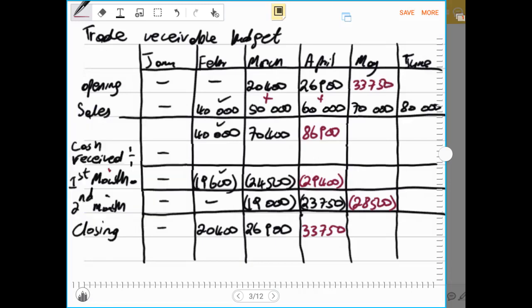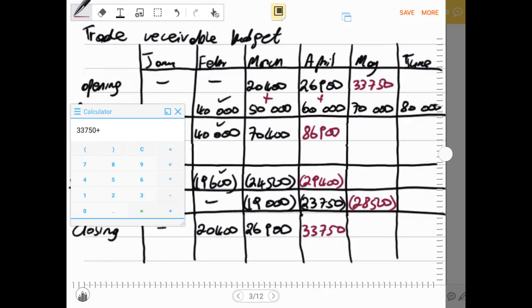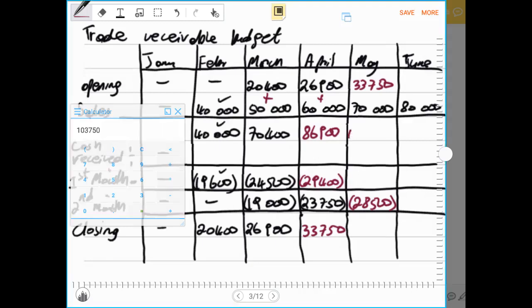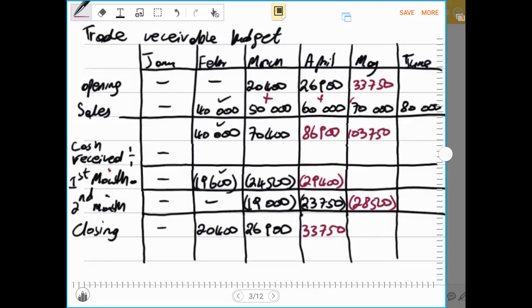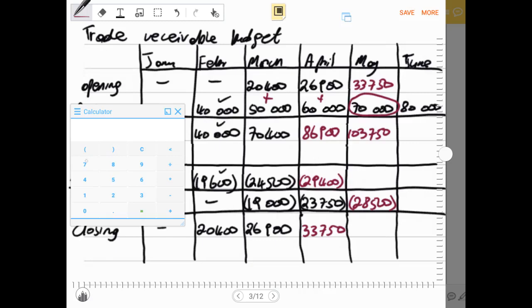33,750. Then after we say once again now 33,750 plus 70,000, which is the sales for this month. Then this gives us 103,750. Then after we say okay, out of the sales of the month of May, half of that will be paid in the same month, and a discount will be granted, and the discount will be 2%. So now we say 70,000. We divide that by 2.